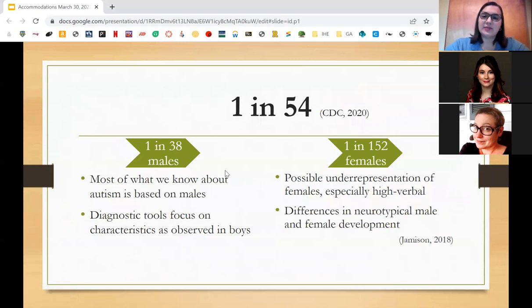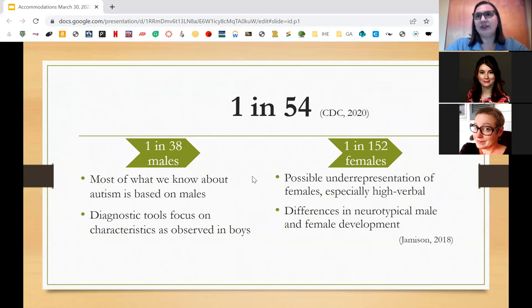So the prevalence of autism as of 2020 was 1 in 54, and this is based on 8-year-olds being diagnosed. And this prevalence is much higher in males, 1 in 38, versus in females, 1 in 152. And this is because most of what we know about autism is based on males, and the diagnostic tools are focused on characteristics as observed in boys.